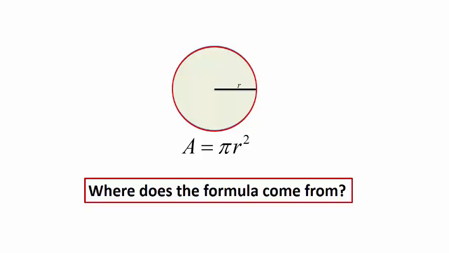Hi, this is a circle. What is its area? The radius of the circle is r, and you probably know that the area is given by pi r squared. But where does this formula come from?